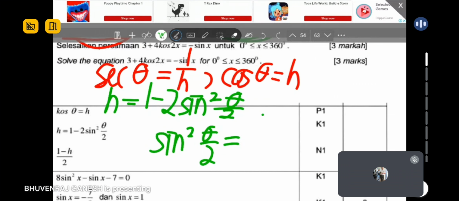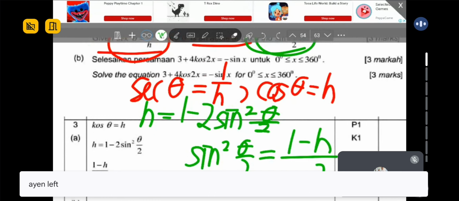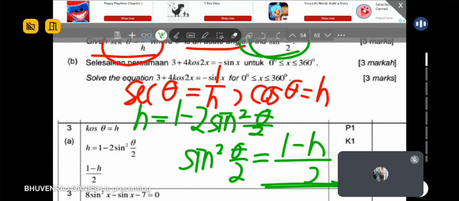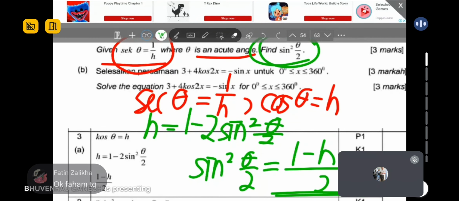So, H tolak 1 bahagi negatif 2. Okay, so negatif 2 ni saya tak suka. So, saya darab seluruh persamaan dengan negatif. Okay, so saya akan dapat 1 bahagi H. Kena songsang. Okay, 1 bahagi H, 1 tolak H. 1 minus H over 2. So, ini jawapan dia lah. Faham tak? Macam mana dapat? So, kamu pindah saja. Algebra biasa. H tolak 1 bahagi negatif 2 sama dengan sine square theta bahagi 2.